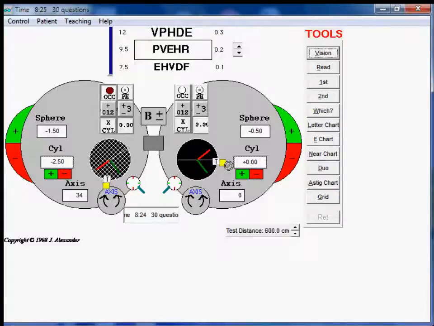Move this to the 45-degree mark. And when the axis is on 0, try first, second, which one? Second is clearer. So we drag the axis 45 degrees this way. First, second, which one's clearer? First is clearer, so we need to move it this way. First, second, which one? First is clearer, we need to move it back a bit more.